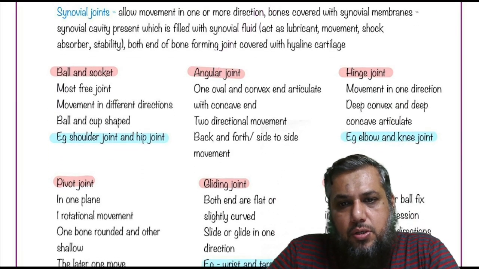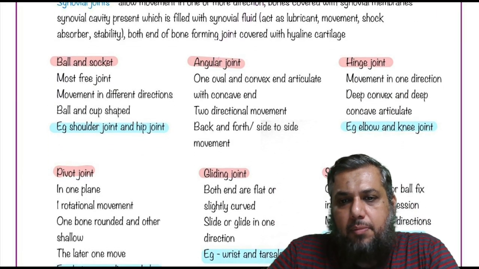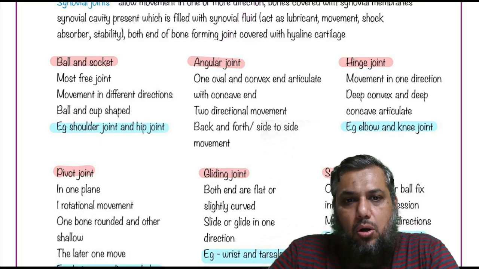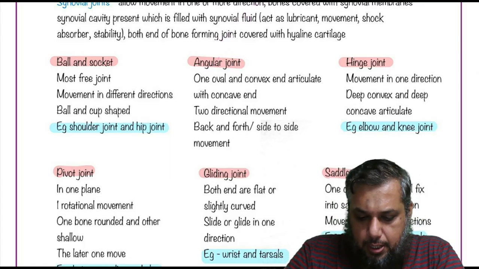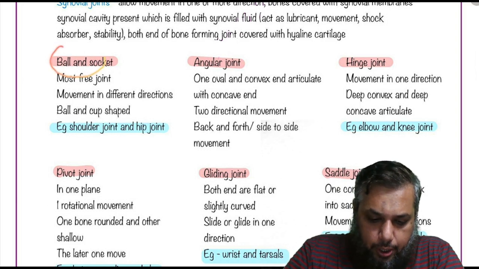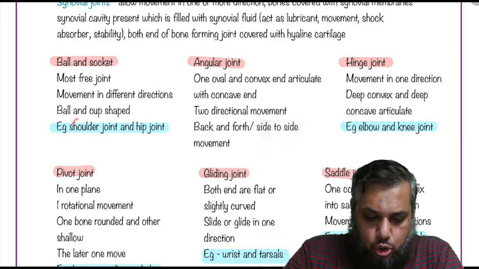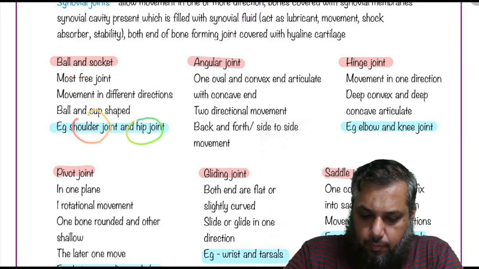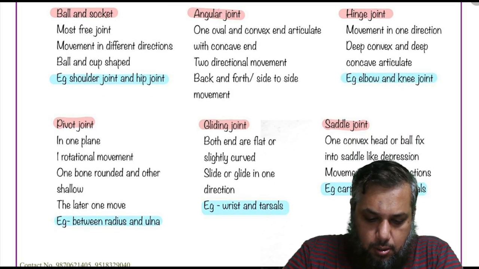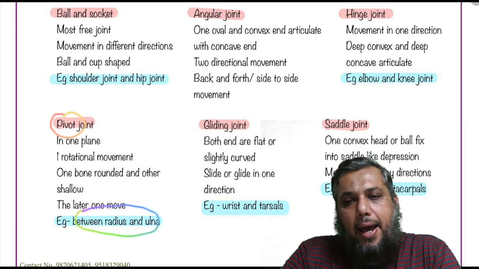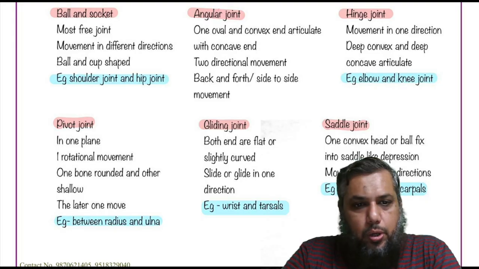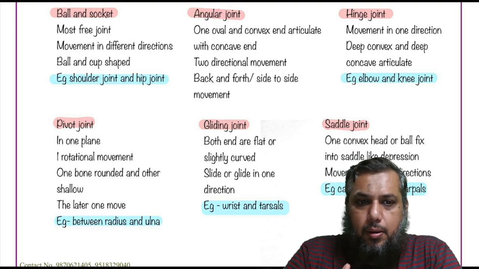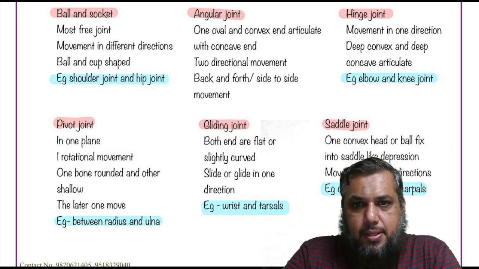Depending upon the shape of the two bones that meet each other, there are different types of synovial joints, like the ball and socket joint. Examples would be the shoulder joint and the hip joint. The pivotal joint is between the radius and the ulna, as well as between the atlas and the axis.